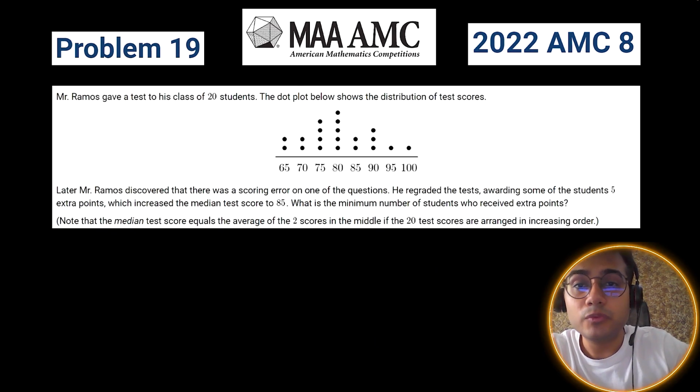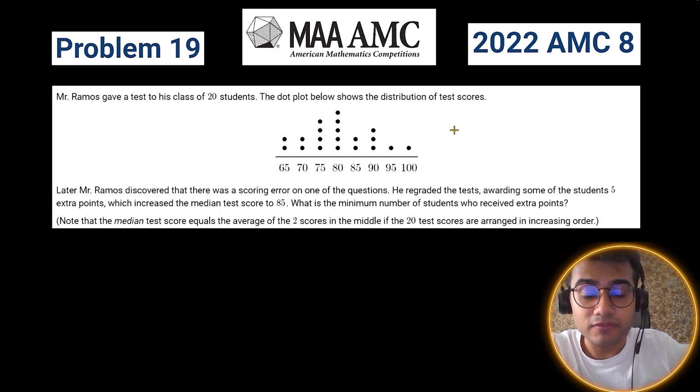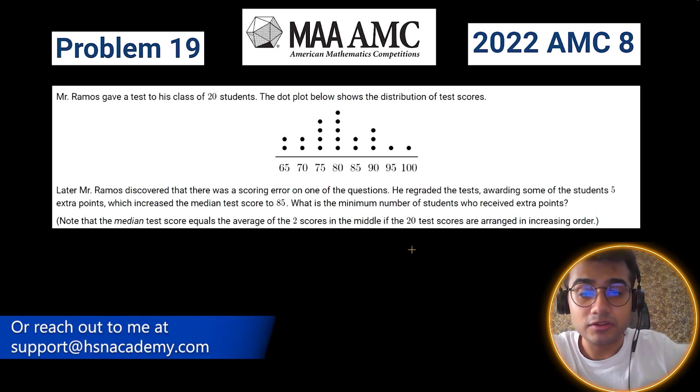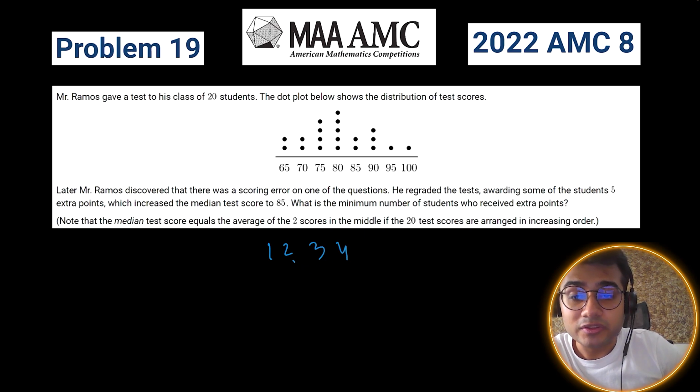Okay, so in this problem, we have the test scores of 20 students, and it's shown here in the dot plot. And they're saying that the teacher awards 5 extra points to some of the students, and that increases the median to 85. Now, what is the median? Median is the middle value. But when you have an even number of terms, the middle value is the average of the middle two terms.